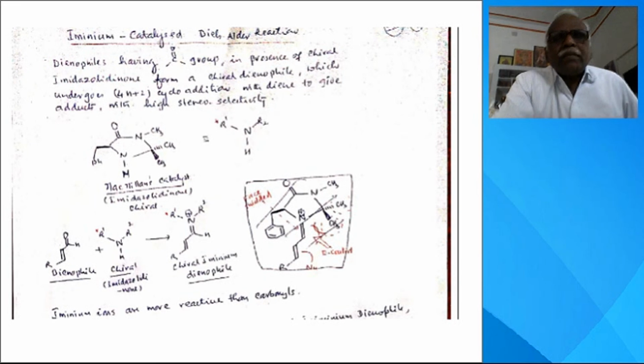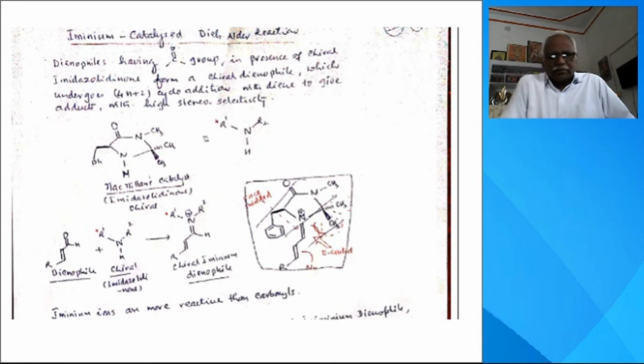Next, this is the iminium-catalyzed Diels-Alder reaction. Generally, a Diels-Alder reaction means a diene and a dienophile are present under thermal conditions. So they undergo 1,4 addition, a 4n plus 2 pi electron cycloaddition reaction, and you get the Diels-Alder product. Here, if you want to get the product, you have to keep the reactants for a longer time, heated for a longer time. That means a time consuming process.